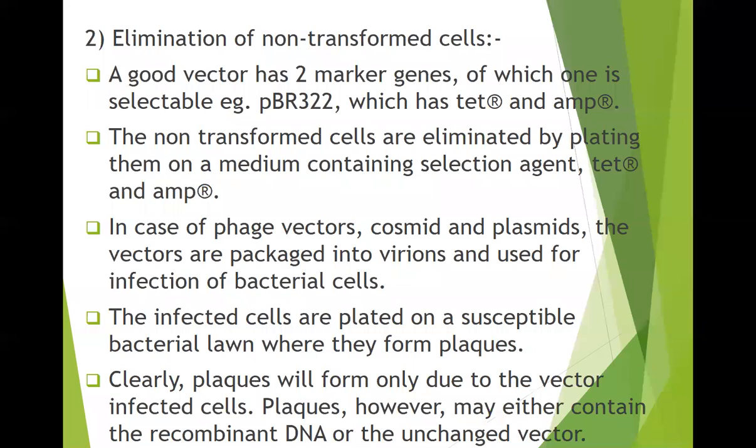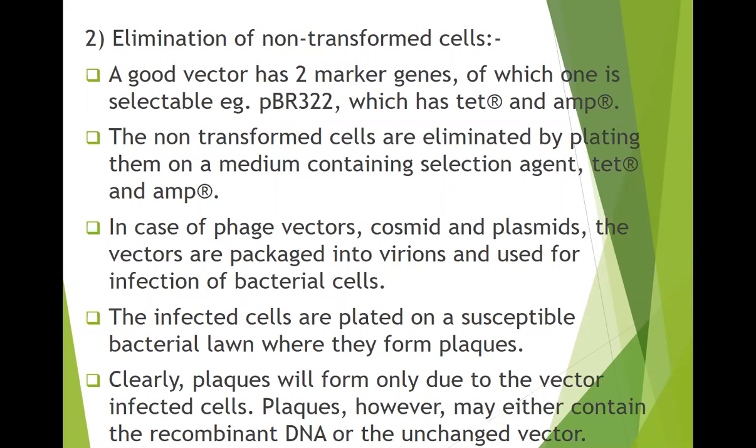Then how do we eliminate these non-transformed cells? Obviously, these non-transformed cells can be eliminated because of the presence of the selectable or reporter genes. Generally, a good vector, whatever we develop, has two marker genes. Among those two marker genes, one will be the selectable marker. Say, for example, if you take the PBR322 plasmid vector, it has two selectable markers, tetracycline and ampicillin resistance genes.